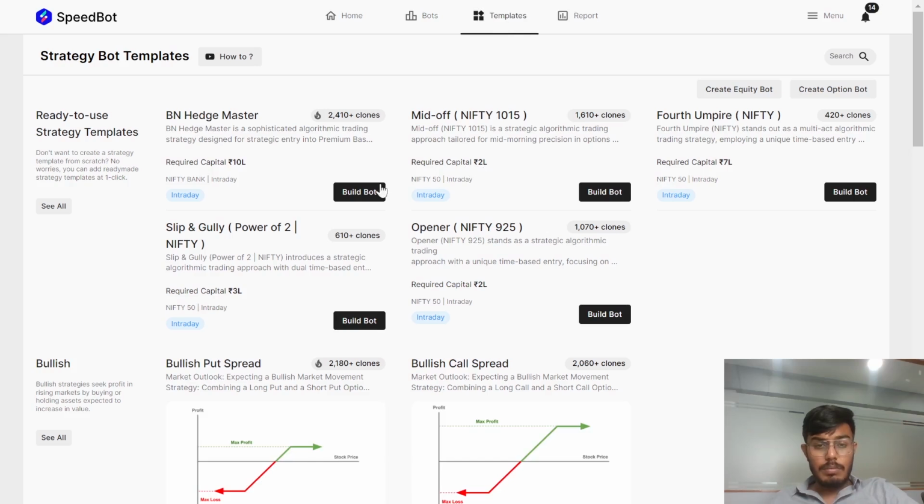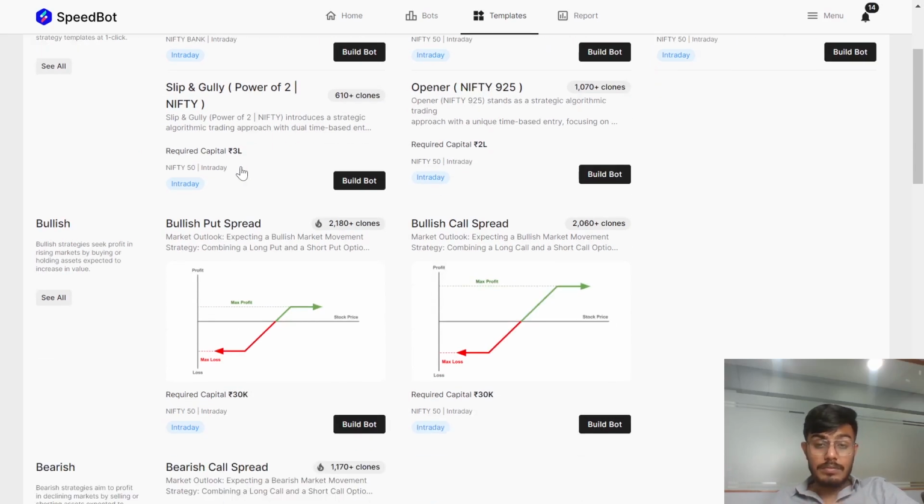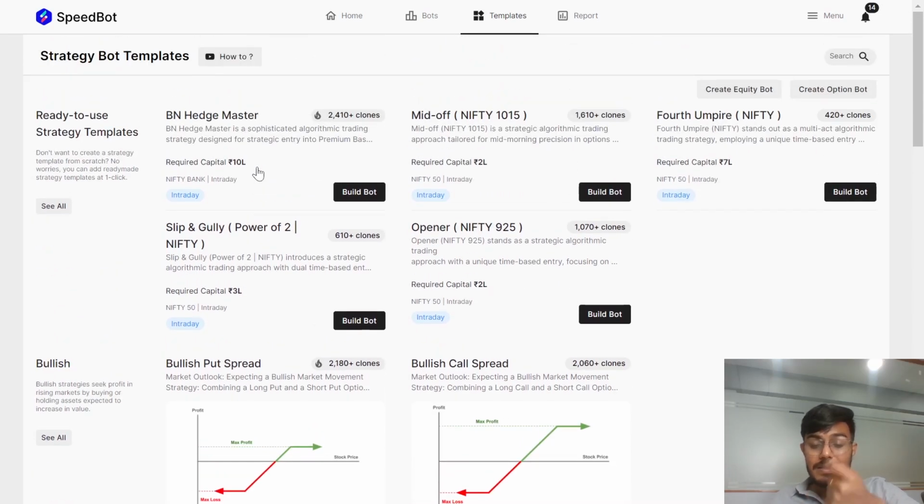In the template section, you'll be able to see the ready to use strategy templates. So what are these templates? Let us go through them and understand what exactly they are. These are basically the strategy logic whose entries and exits are already disclosed. This is a template that you can use to understand how algo works, that is how the entries are taken, how the stop losses are taken, how the exits are done, right?